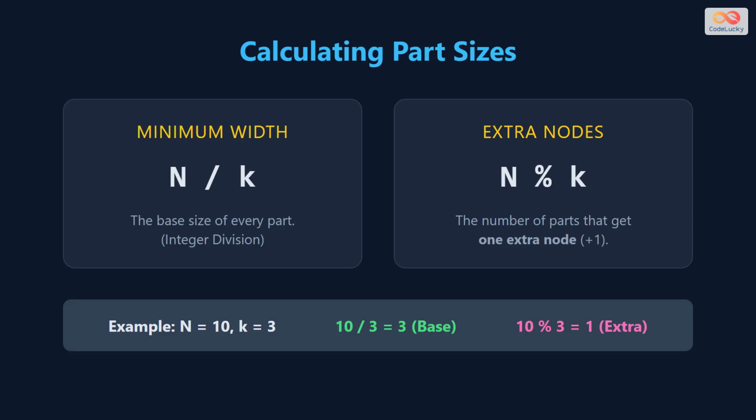To solve this, we need some simple math. First, we calculate the minimum width, which is the total number of nodes n divided by k. This tells us the baseline size of every part. Then, we calculate the remainder using the modulo operator. The remainder tells us exactly how many parts need to be one node longer than the minimum width to account for the extras.